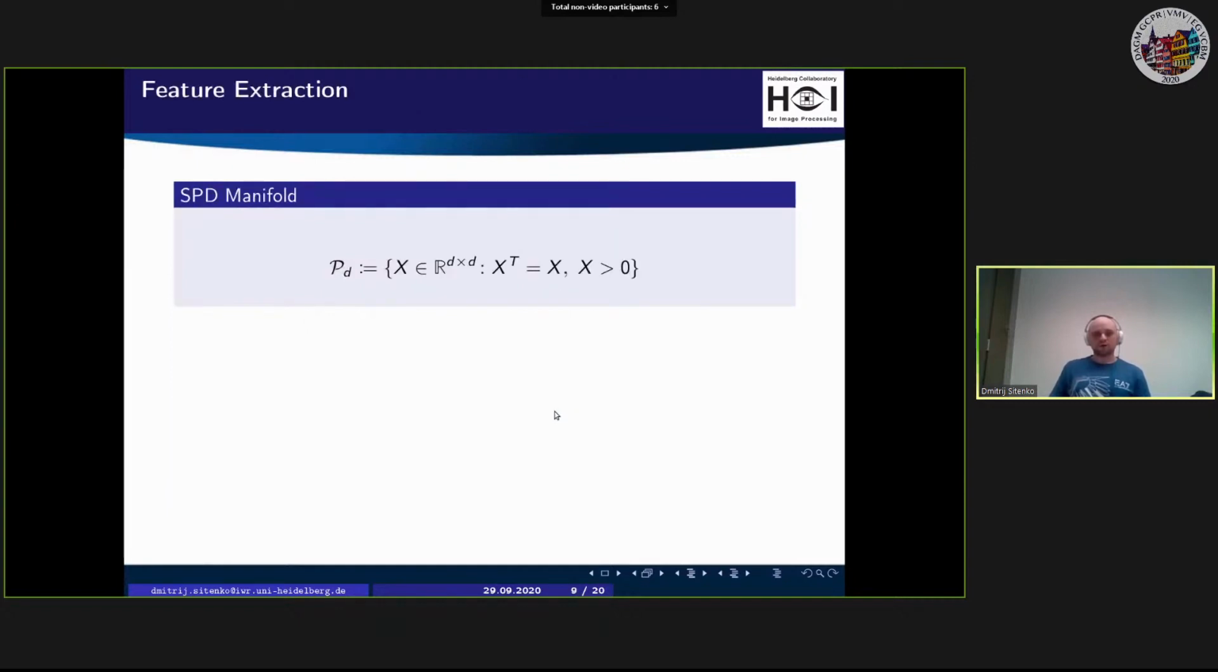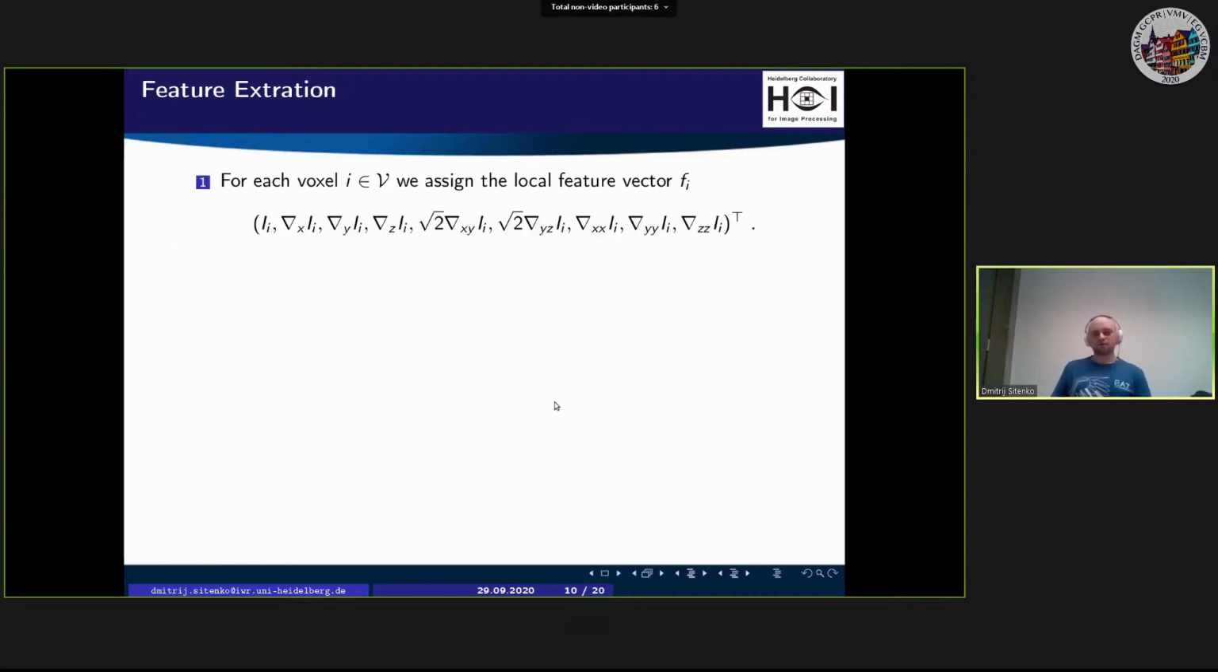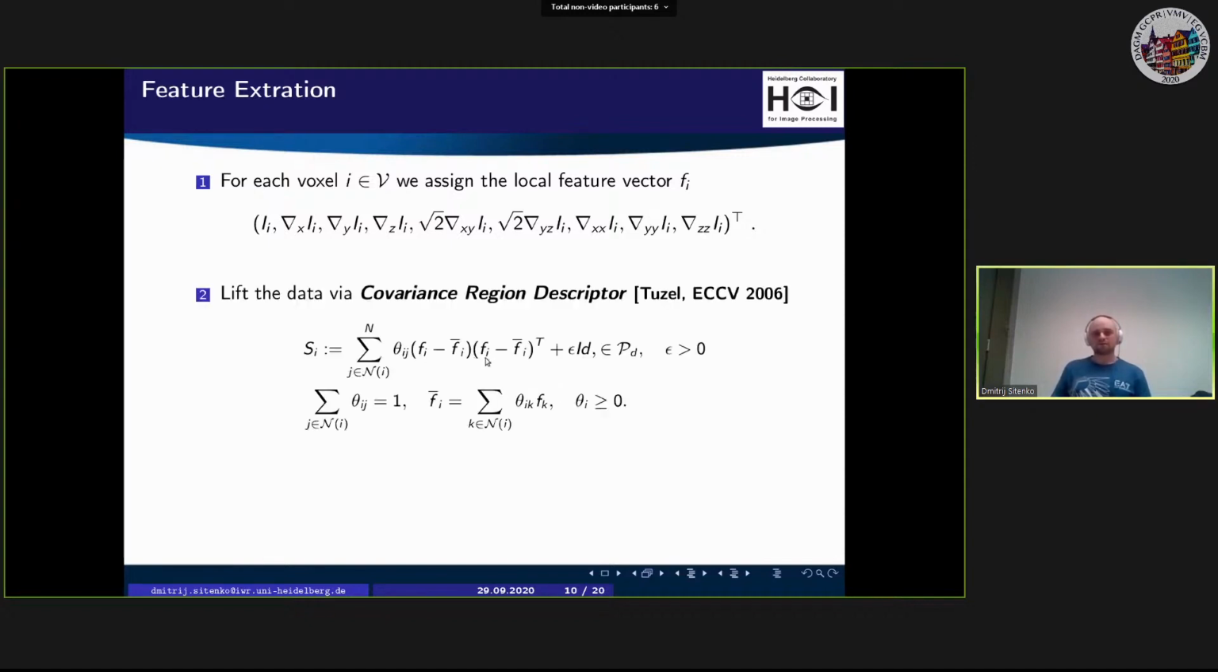We proceed to our two choices of feature spaces to assemble the distance matrix. The first choice is given by the set of symmetric positive definite matrices, which is a Riemannian manifold equipped with a Riemannian metric at each point on the tangent space, and the Riemannian distance has the following explicit expression. To lift the data to this Riemannian manifold, we extracted each voxel's first and second order derivatives, which we subsequently assemble by using the covariance region descriptor and adding a small regularization parameter epsilon.